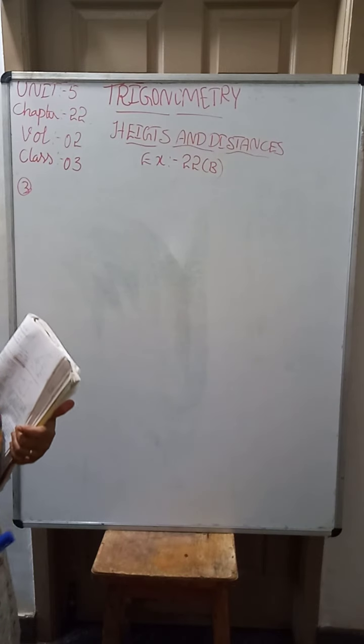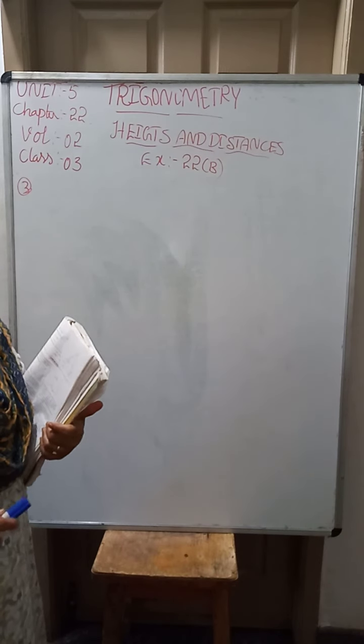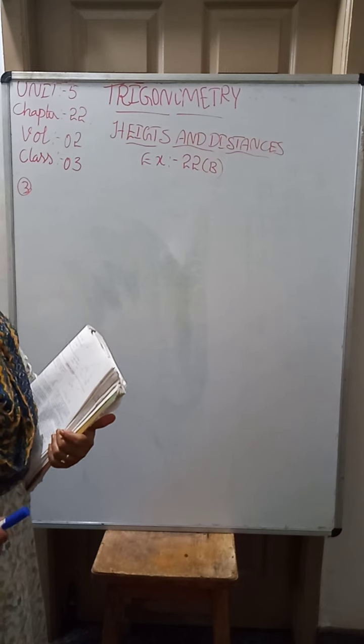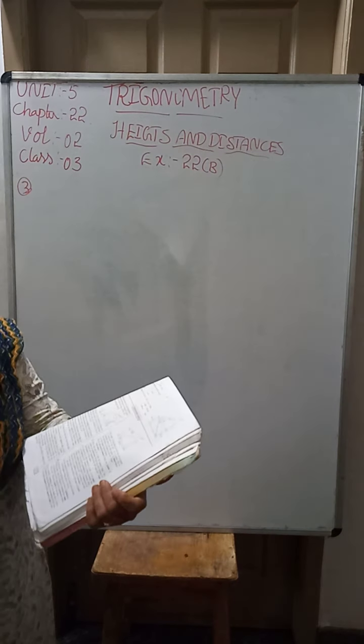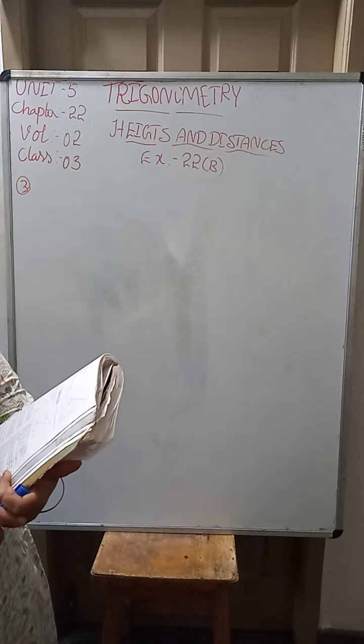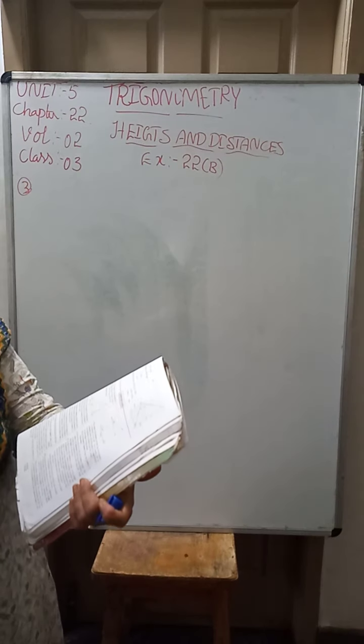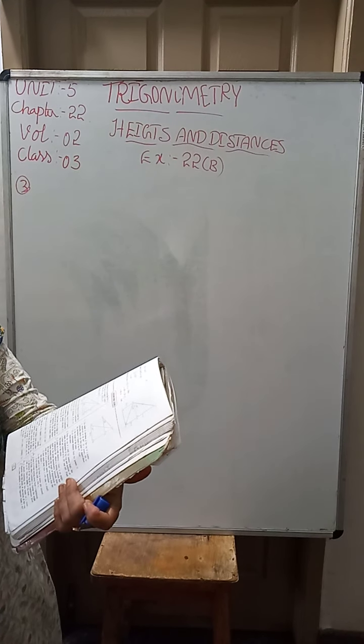Children, welcome to the class 3 of volume 2, chapter 22. Name of the chapter, heights and distance. Children, already we have done one problem from this exercise. Today we will be with the third problem.